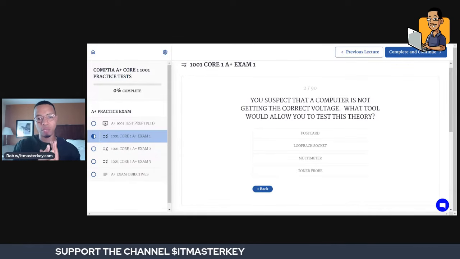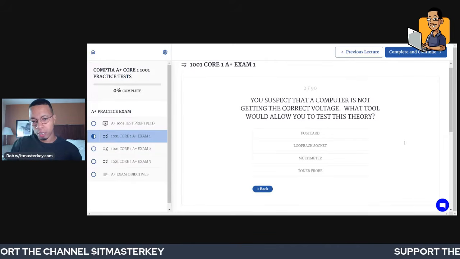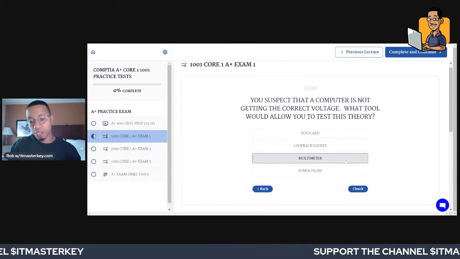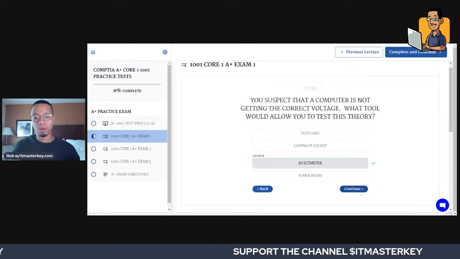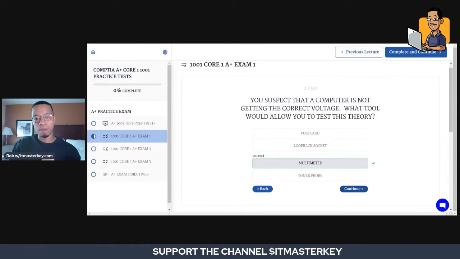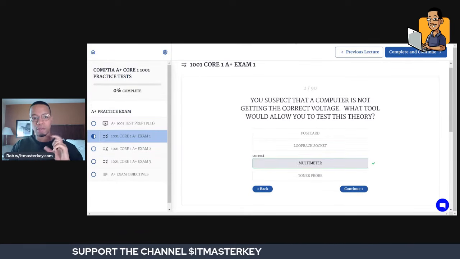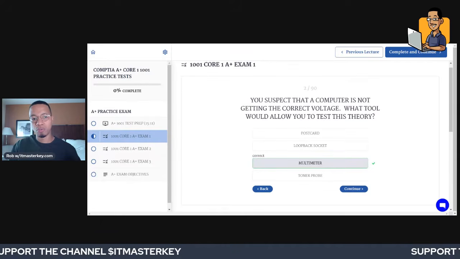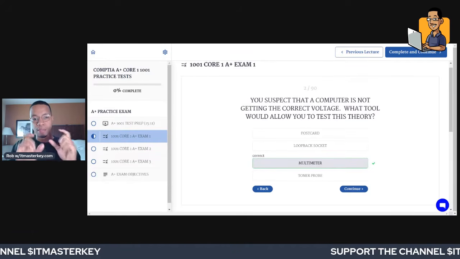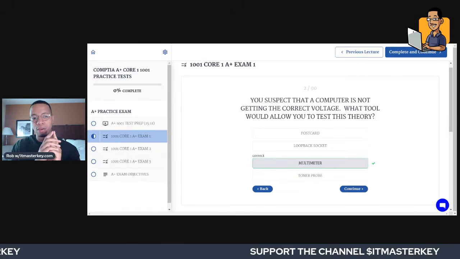Very good. This should be too easy for you guys since you guys are super smart. It should be a multimeter. A multimeter will allow you to check for voltage, it'll allow you to check for resistance, it'll allow you to check for the things that are asked in that question.